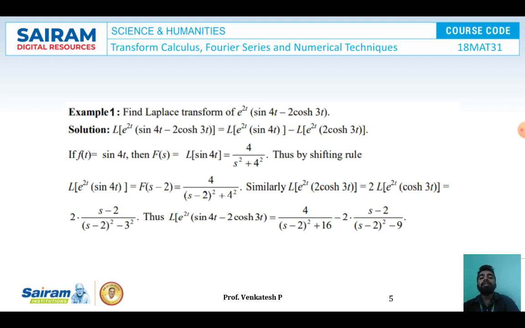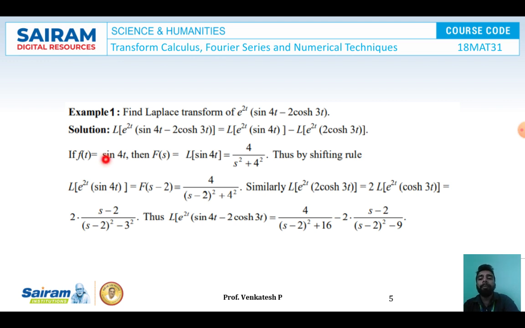So Laplace transform of e power 2t into sine 4t minus 2 cos hyperbolic 3t will be equal to Laplace transform of e power 2t into sine 4t minus Laplace transform of e power 2t into 2 cos hyperbolic 3t. So now in the first function I am going to choose f of t is equal to sine 4t. In the second function I am going to choose f of t is equal to cos hyperbolic 3t. Okay, now I am going to find the value of F of s.